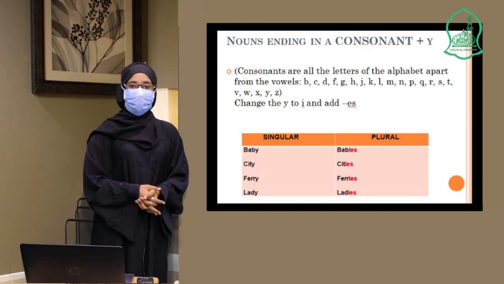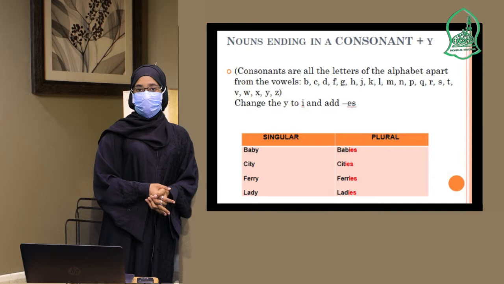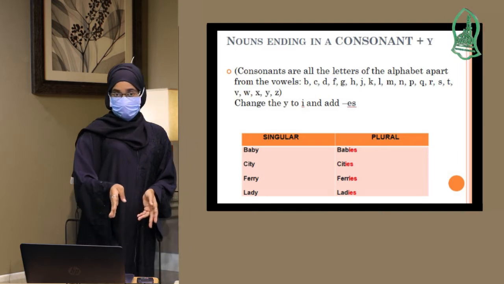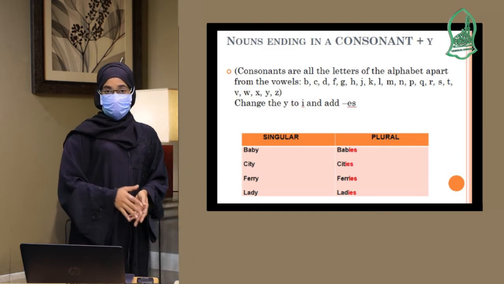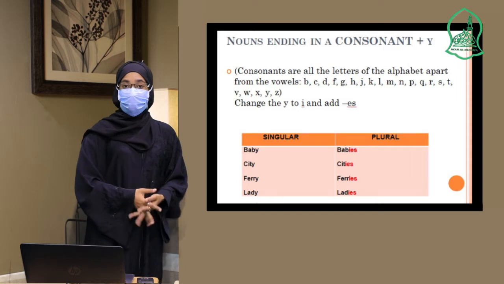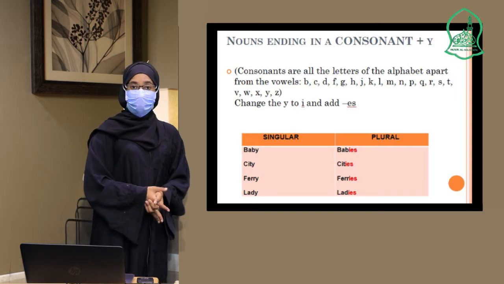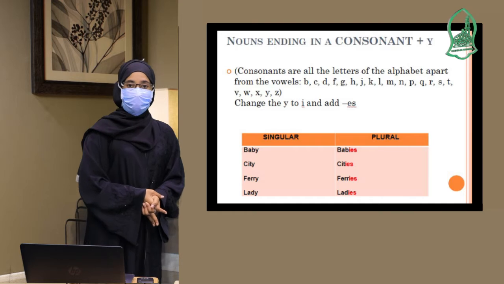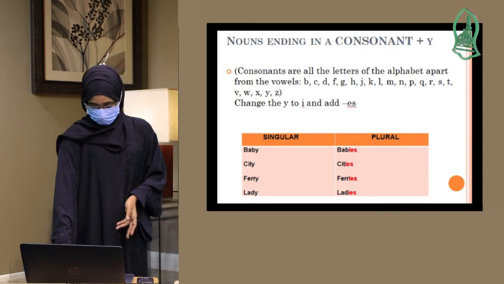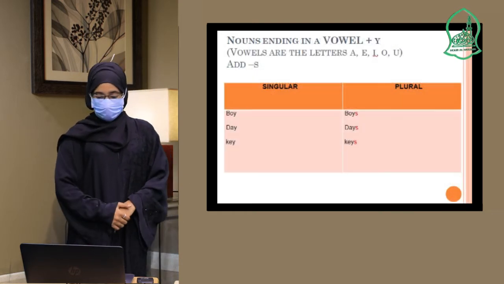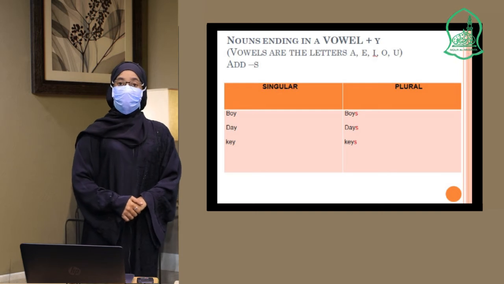We have the word lady. Lady ended with DY. DY, D is a consonant and Y, as we have said, we remove Y and then we add IES. We are calling it ladies when they are in plural. So that is a consonant plus Y.